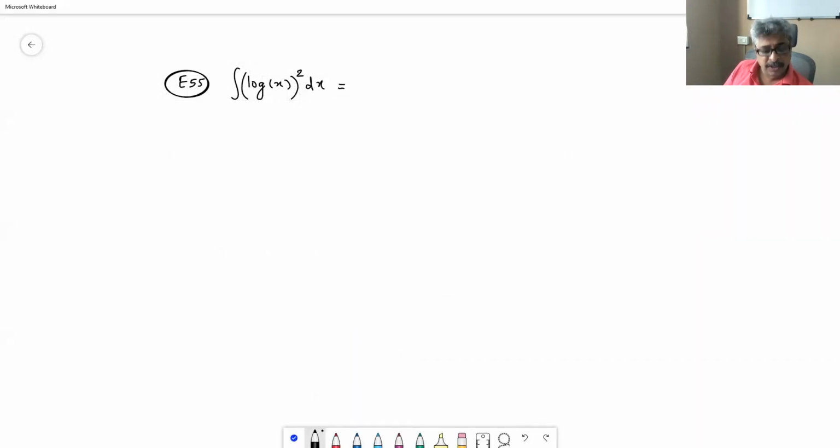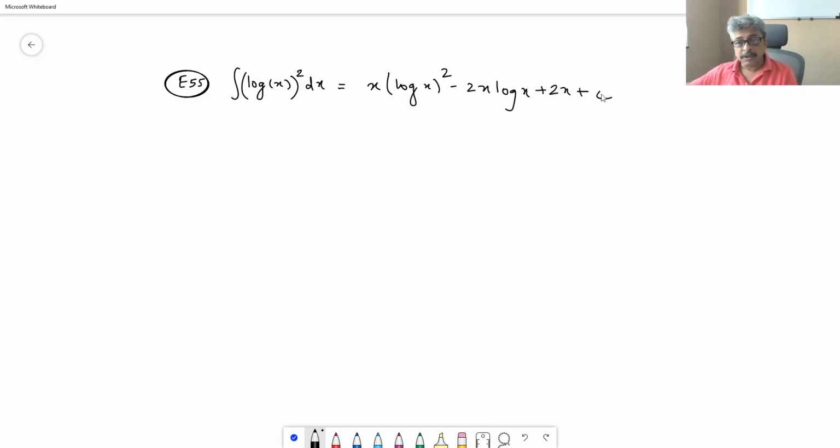And hence the answer is x log square x minus 2x log x plus 2x plus c.